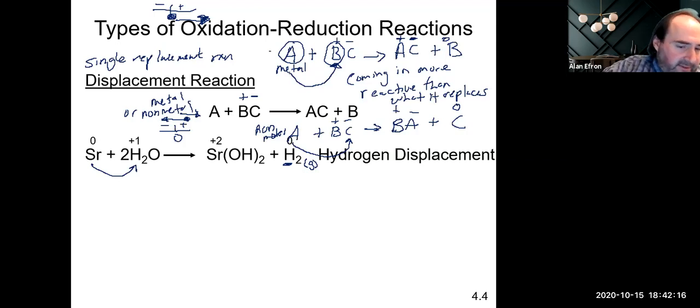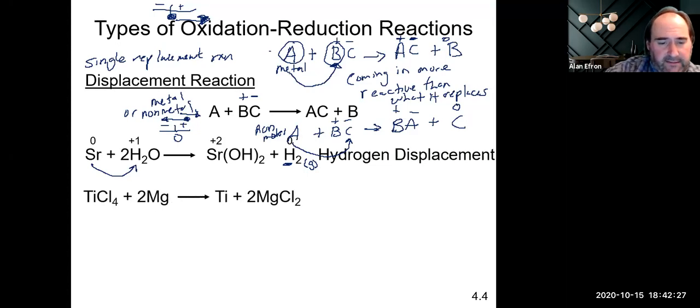So single replacement reaction, pretty good classification of it. Also going to be classified as strictly a hydrogen displacement reaction. And lastly, can also be classified under the big umbrella of redox. Here is a metal displacement. That's because our metal is coming in and kicking out our metal.